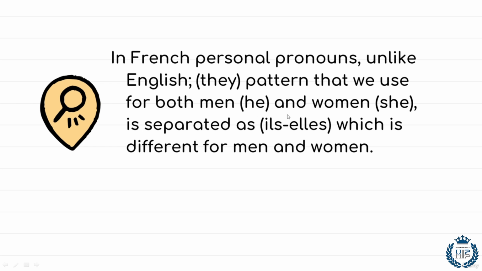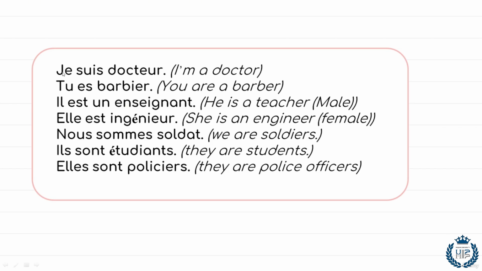Now that we know the pronouns, let's look at some examples. Je suis docteur. I'm a doctor. Je is the personal pronoun. Suis is the verb to be conjugated. Docteur is doctor. Tu es barbier. You are a barber.